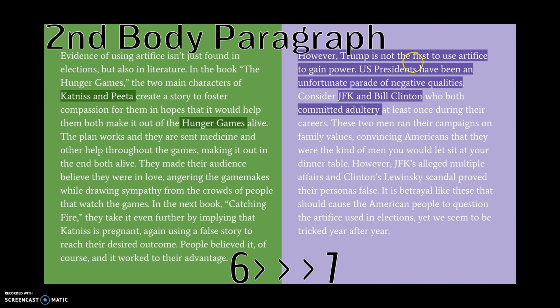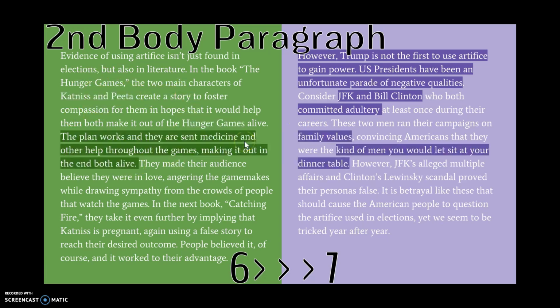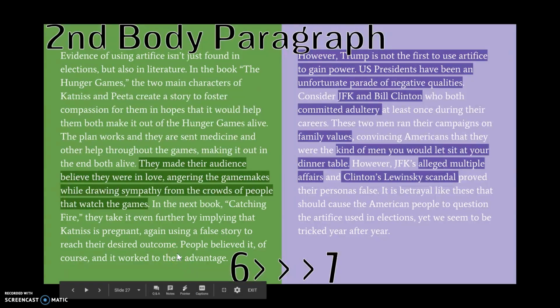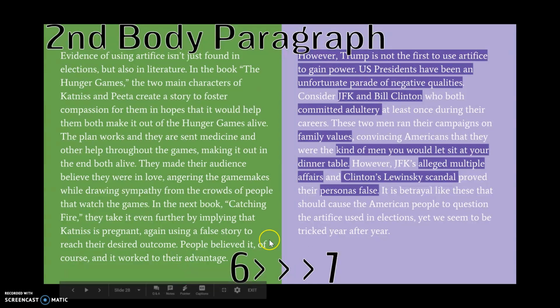Additionally, they go into specifics. We have JFK and Bill Clinton and the idea of adultery, which again is much more real world and sophisticated than talking about Katniss and Peeta and Hunger Games. Again, we see specifics of family values and the kind of menu that sits at your table, this excellent imagery that the student employs in their rewrite, as opposed to using plot summary, which is just not as sophisticated. Again, we see specificity of alleged multiple affairs, Clinton's Lewinsky scandal, bringing in real events that happened in the real world, as opposed to these fictional examples, which aren't as sophisticated. And then the student also brings back that term persona, which is a really good term, and it shows continuity between this paragraph and the previous one.